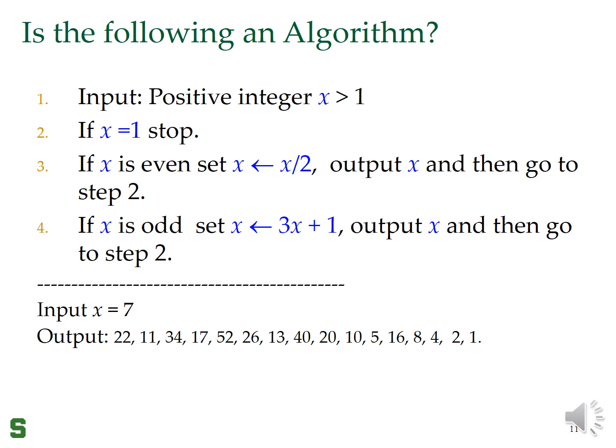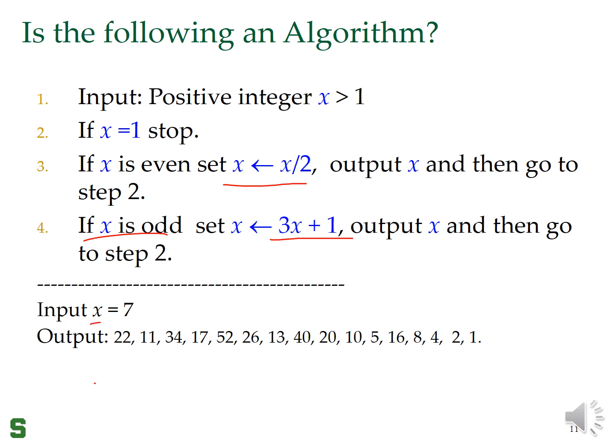Let's look at this question. I have some code. I would like to know if this is an algorithm. I'm given an input integer x which is greater than 1. The algorithm says if x is 1, stop. If x is even, then make it smaller by dividing it by 2. If x is odd, make it bigger by multiplying 3 times x plus 1. And in both steps 3 and 4, afterwards go back to step 2.